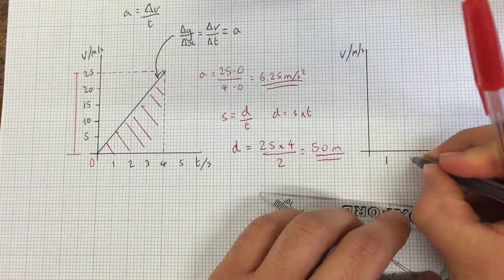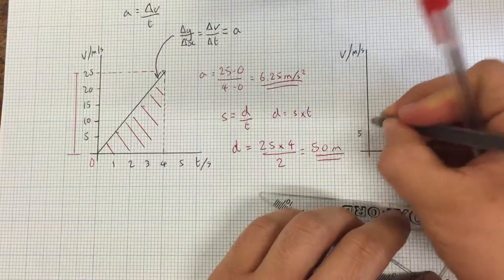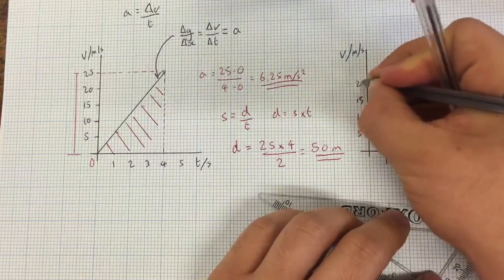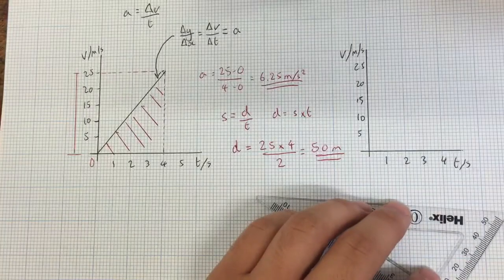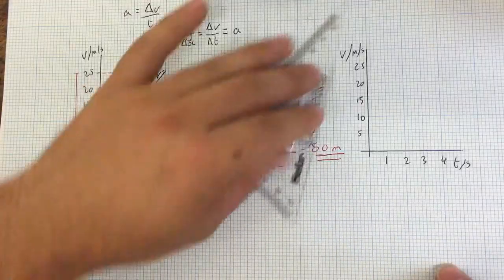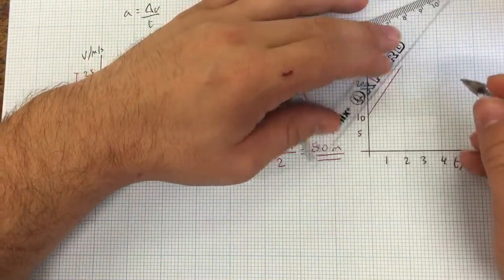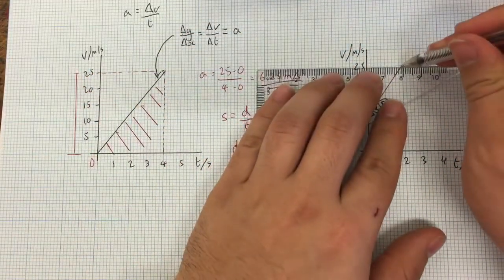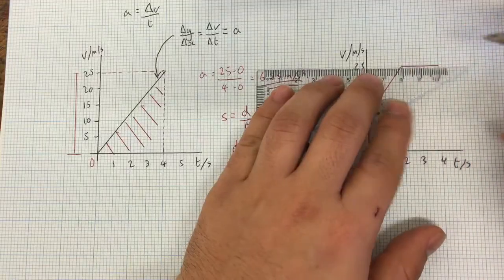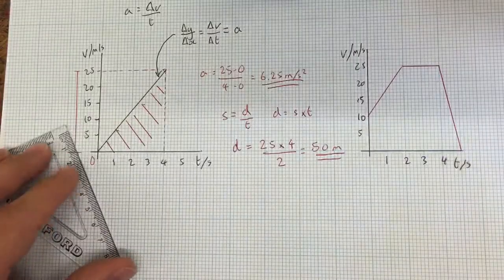So I'll make it nice and simple again. 1, 2, 3, 4, and 5, 10, 15, 20, 25. Now let's imagine that we have an object that has travelled at constant acceleration, then travelled at constant speed, and then undergone constant deceleration, like this.